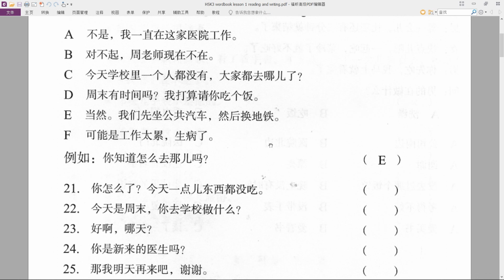So can we go back and look? What's the answer? It's a little bit tricky. I think the answer will be F. Let me explain. 你怎么了? What's wrong then? 可能是工作太累, possibly work is too tiring, 生病了, got sick. So: what's wrong? I got sick.